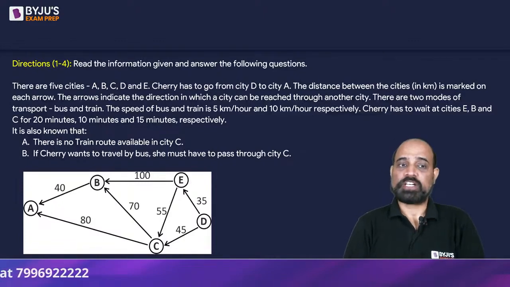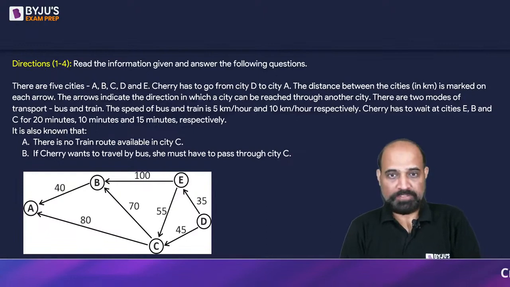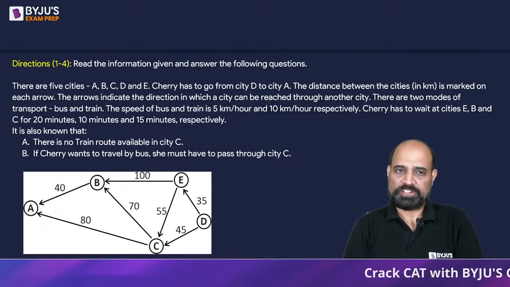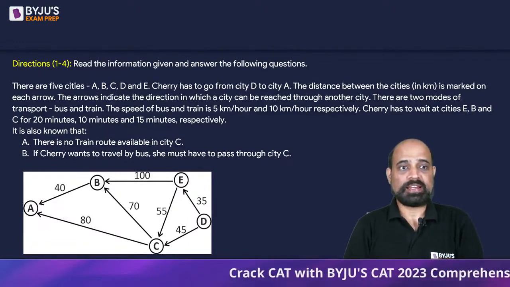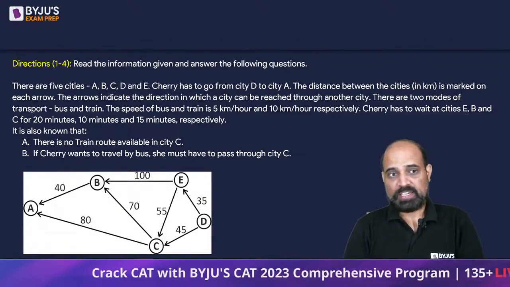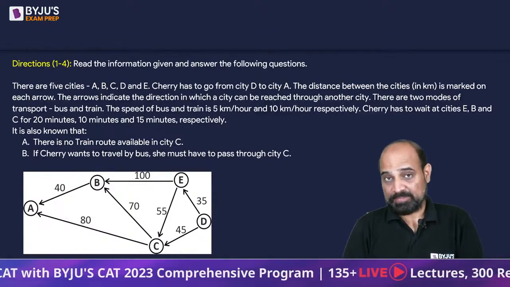There are 2 modes of transport, bus and train. The speed of bus and train is 5 km per hour and 10 km per hour respectively. So bus is slower than train. Cherry has to wait at cities E, B and C for 20 minutes, 10 minutes and 15 minutes respectively. There is no train route available in city C.